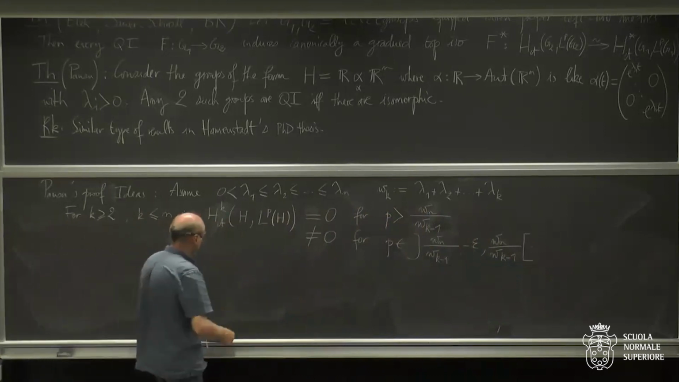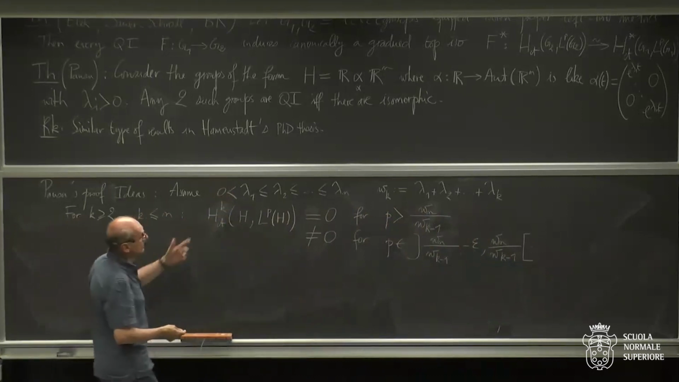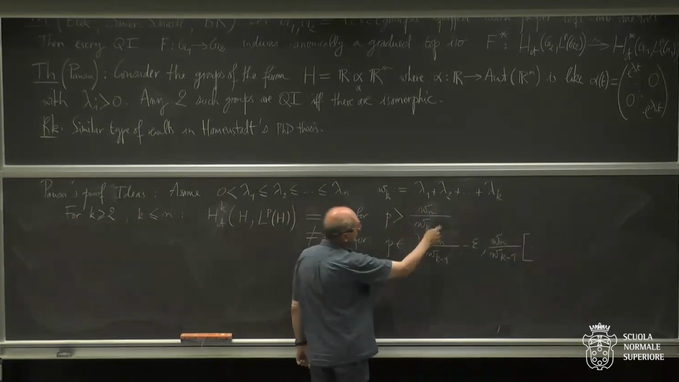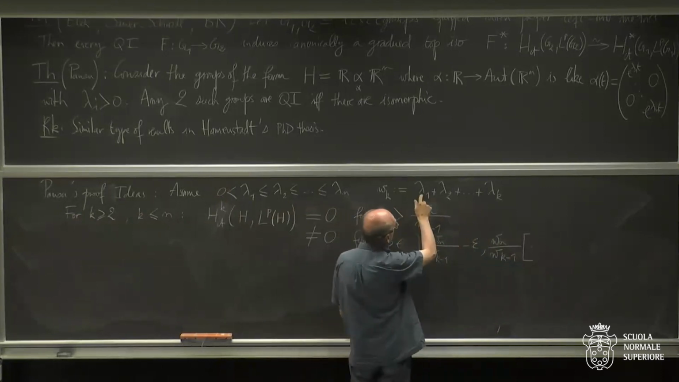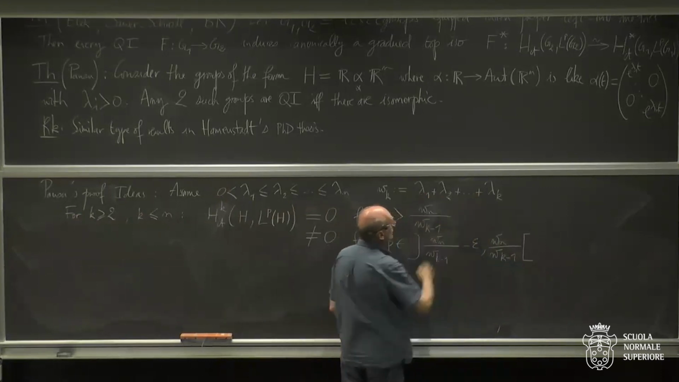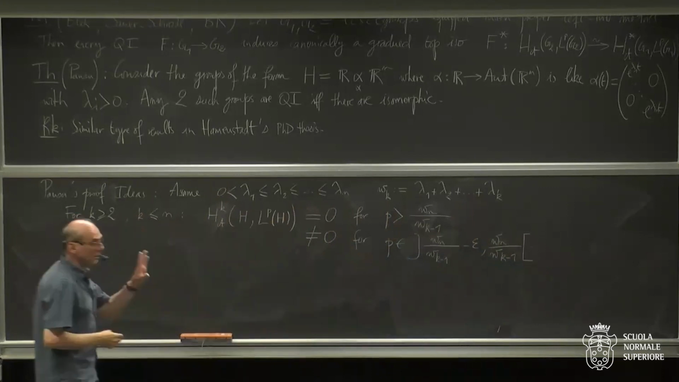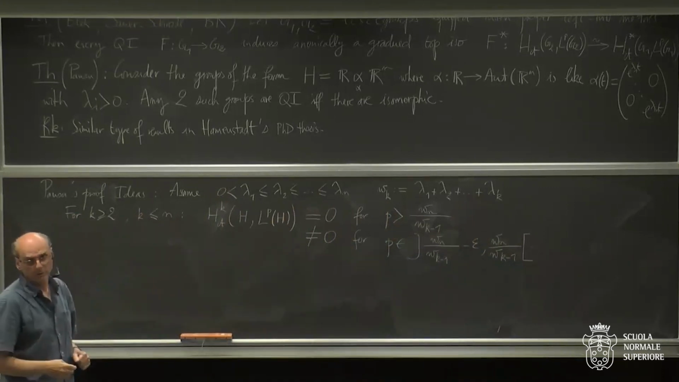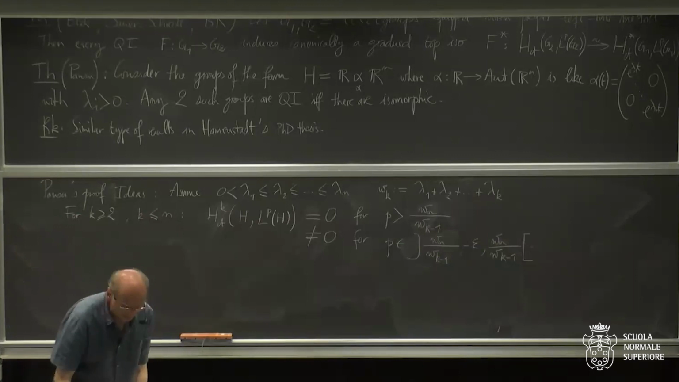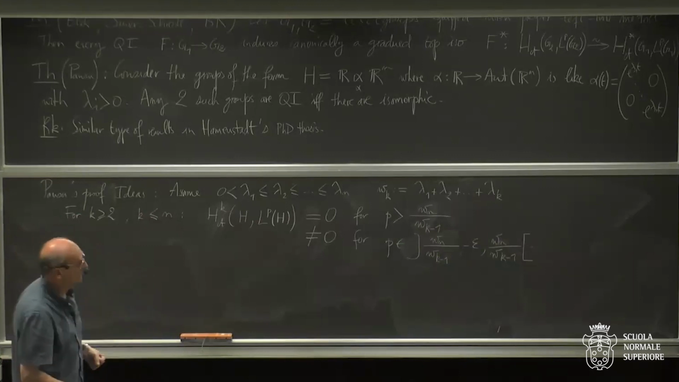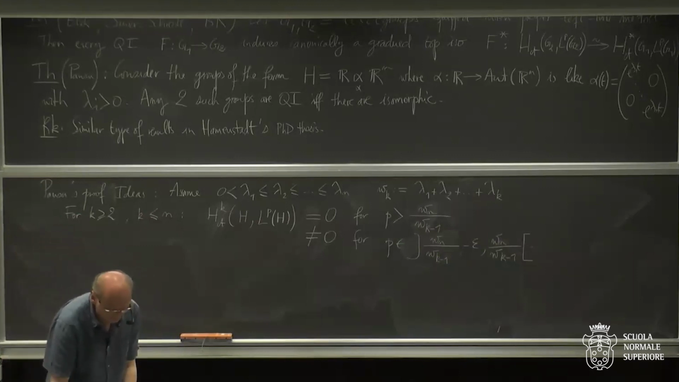And so if two groups are quasi-isometric, then these numbers are the same, and then you will obtain that the eigenvalues are the same up to a common multiple. And so now it's easy to see that the groups are isomorphic.